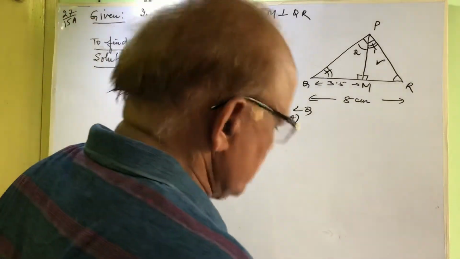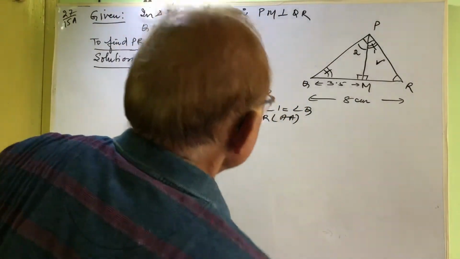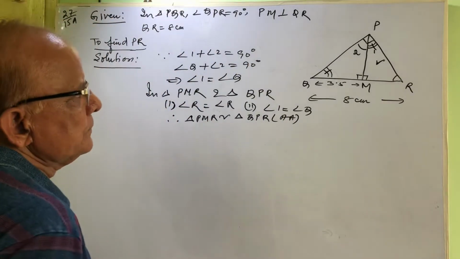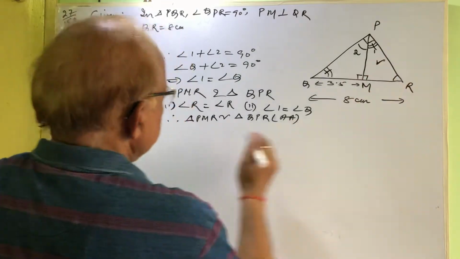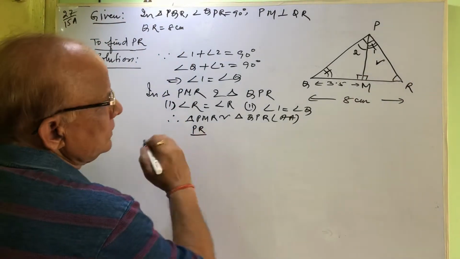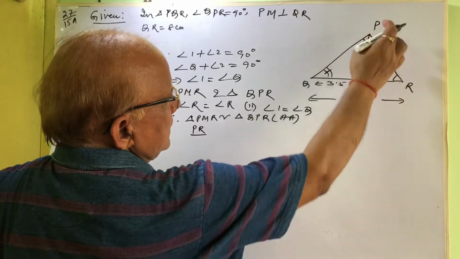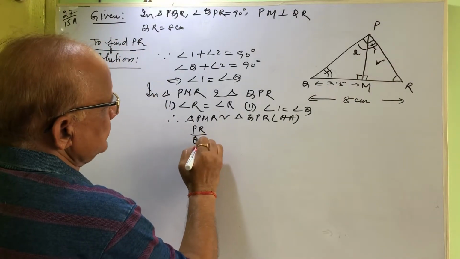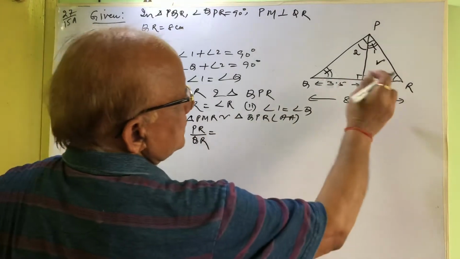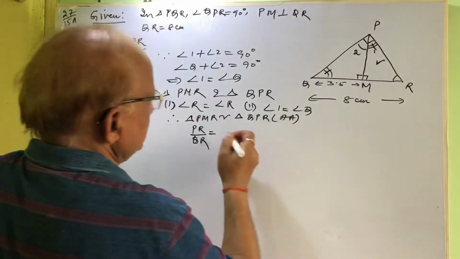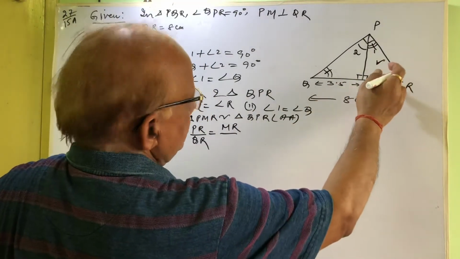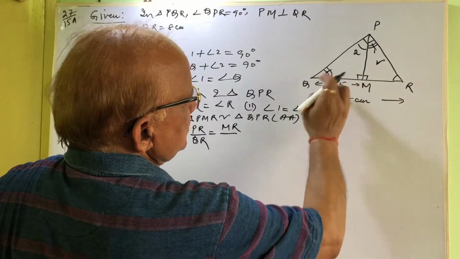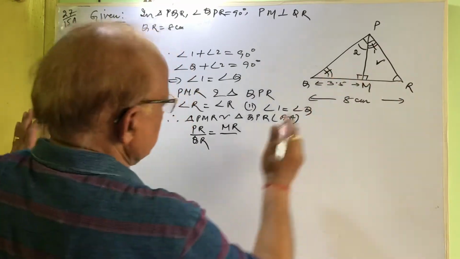Now find out the ratio of corresponding sides. In this smaller triangle, the side opposite to 90 degrees is PR. In this bigger triangle, the side opposite 90 degrees is QR. Now in this smaller triangle, the side opposite to angle 1 is MR, and angle 1 equals Q. In the bigger triangle, the side opposite to Q is PR.